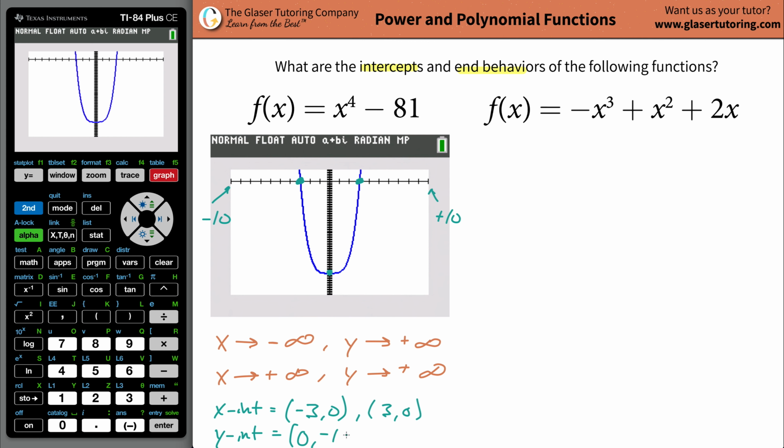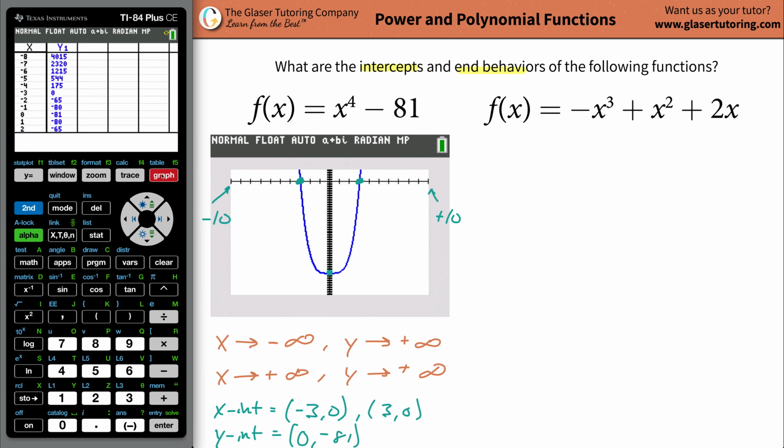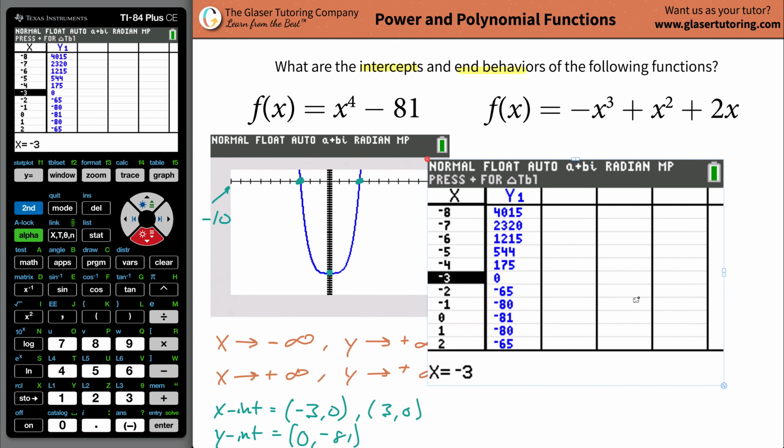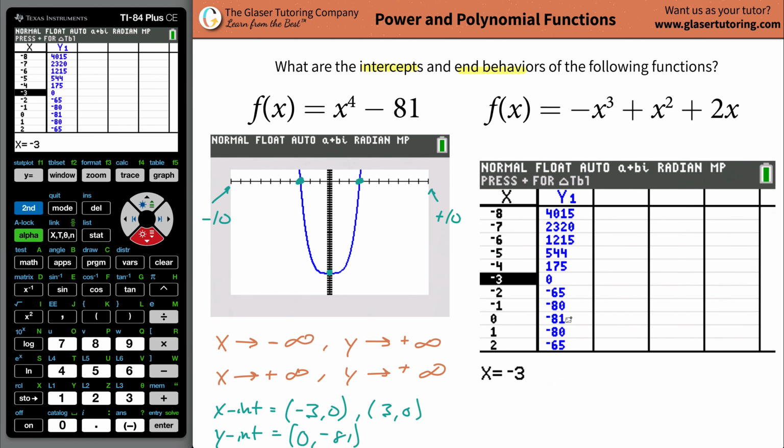Now that might be hard to tell from the graph, especially if you don't have it zoomed in over here. But what we can do is utilize the table to help us out. So let's hit second, table now, and let's see if we can find these values. So when x was negative 3, let's bring this onto the screen and blow it up a little bit.